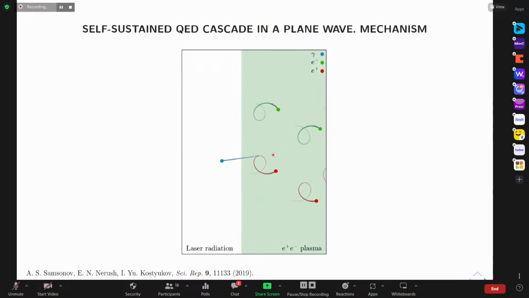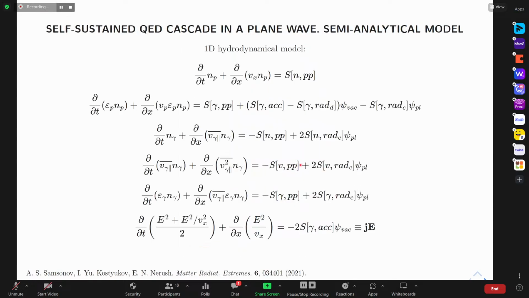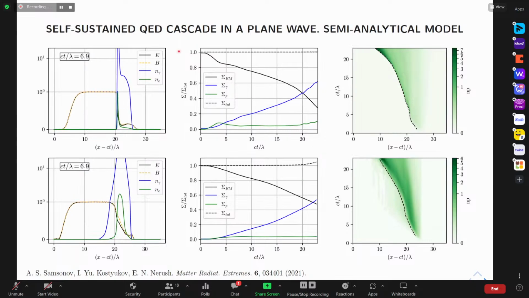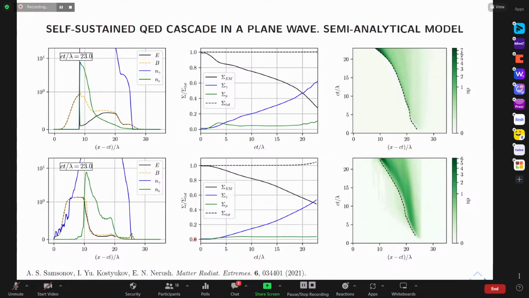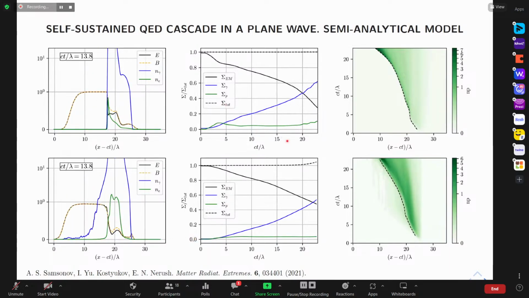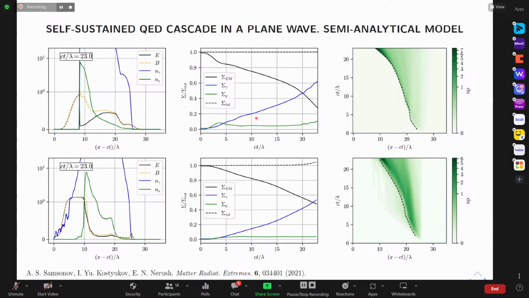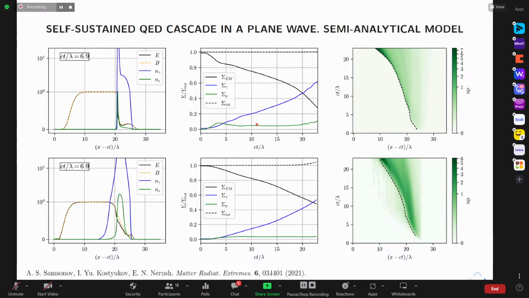And based on this qualitative understanding of how this process works, we developed a semi-analytical model a couple of years ago. I won't dig into details of how this model works, but what I will show you is how this model compares to results of full 3D PIC simulations. So on the top, you see the solution of our model equations, and on the bottom, results of full PIC simulations. And you can see that they agree quite nicely, which says that indeed our understanding of the mechanism of QED cascade in a plane wave is relevant, and we understand that.